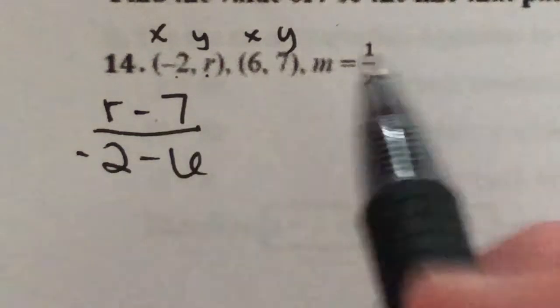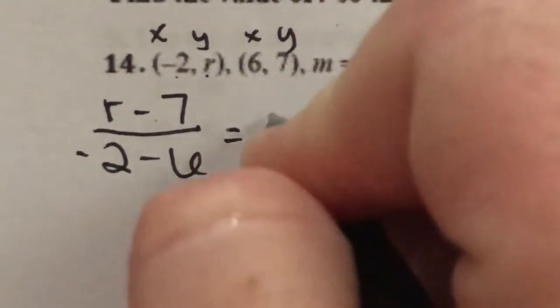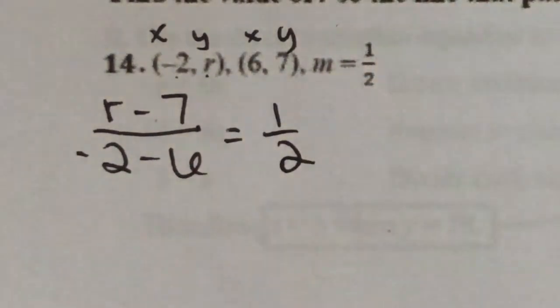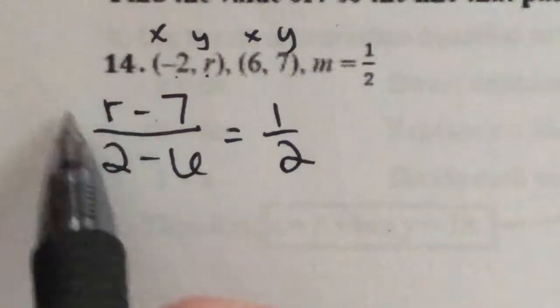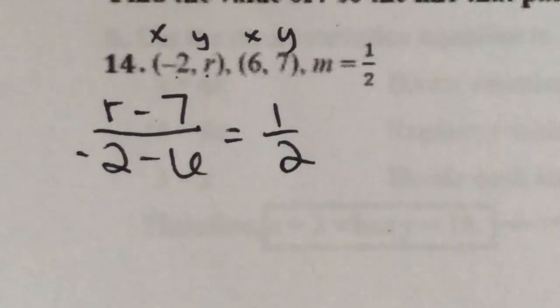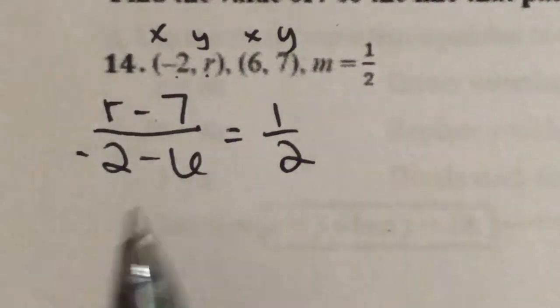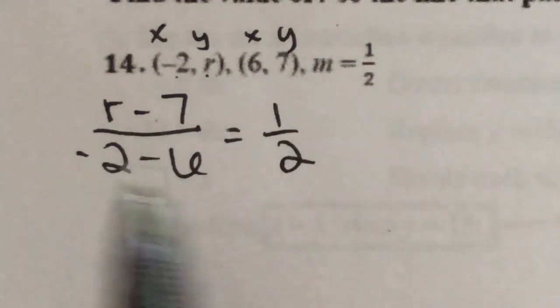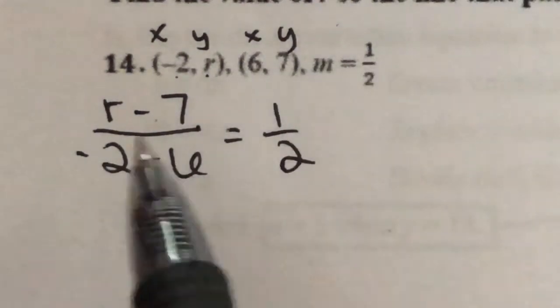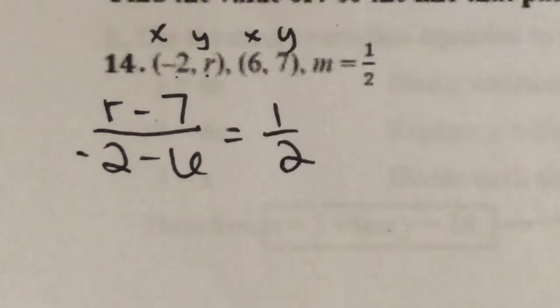In this case, I already know what the slope is. It's going to be 1 over 2. What I don't know is r. So I'm just going to start simplifying as much as I can. I've got a proportion here.